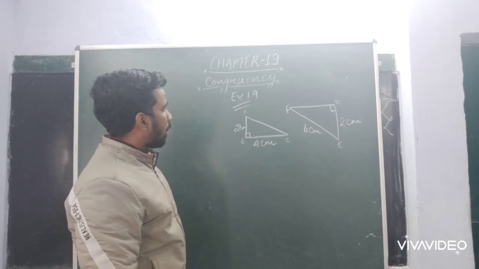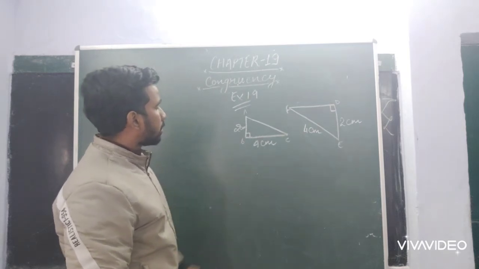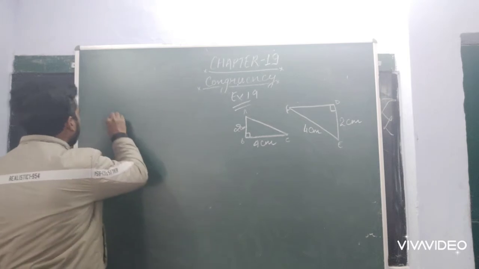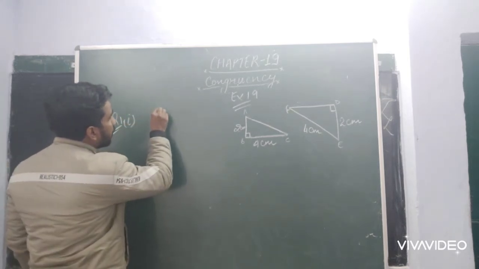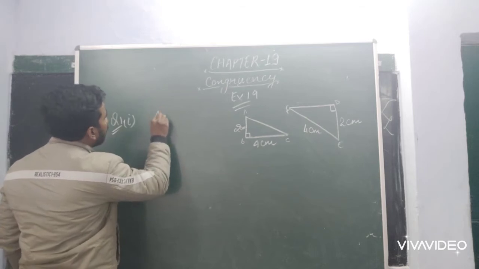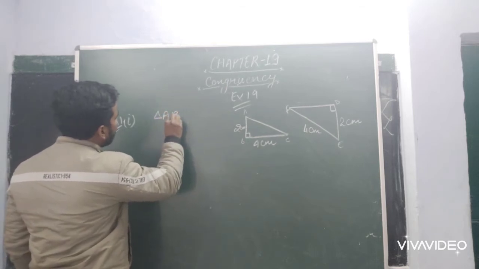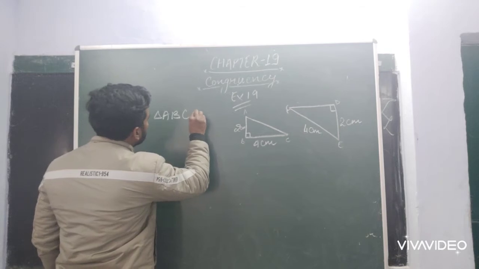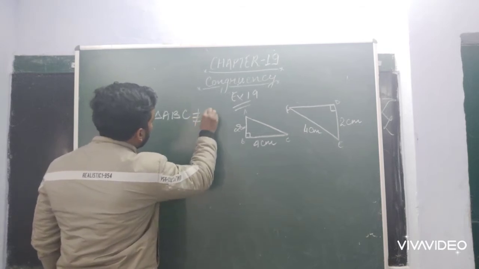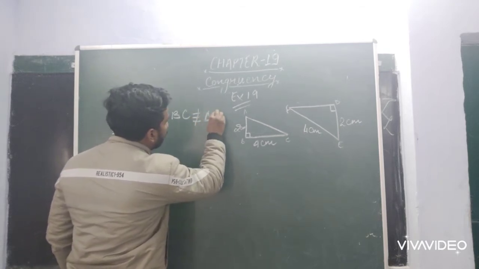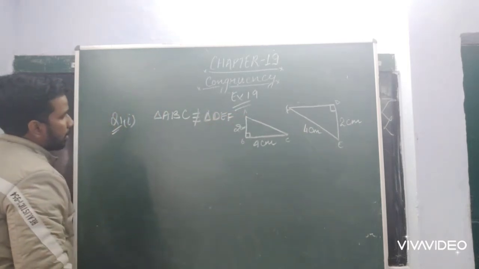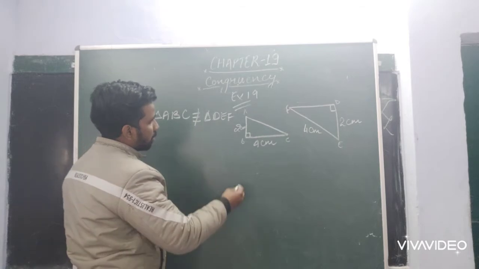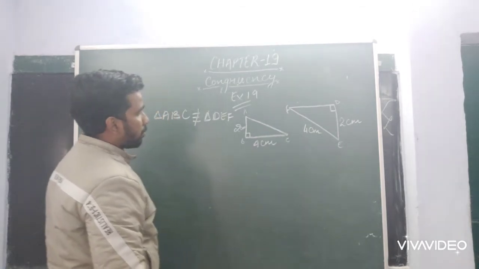Okay, then this is the condition why triangle ABC is not congruent to triangle DEF. Okay, clearly it is visible for you.